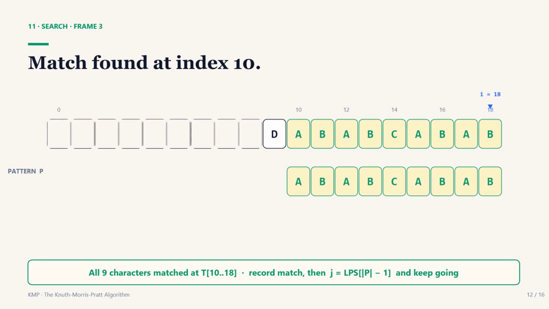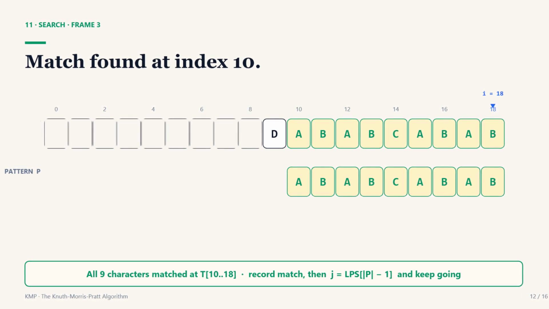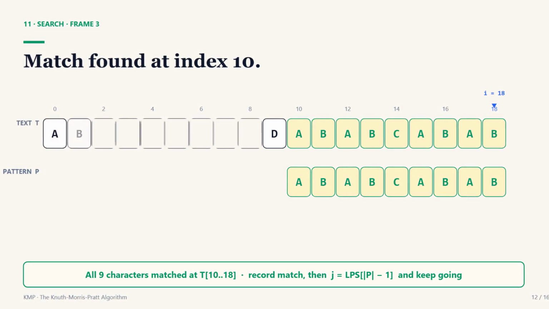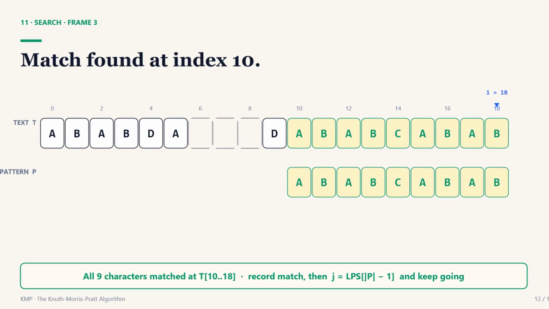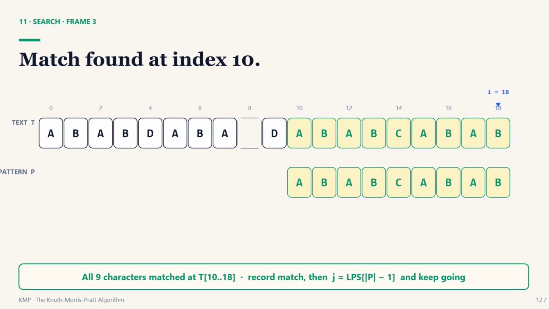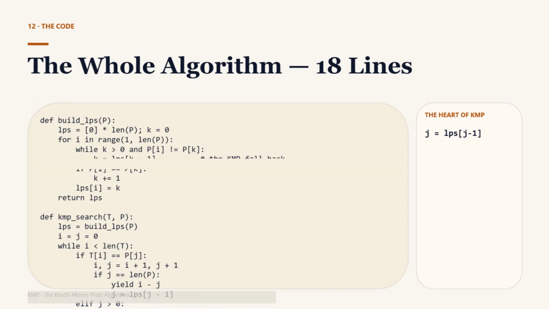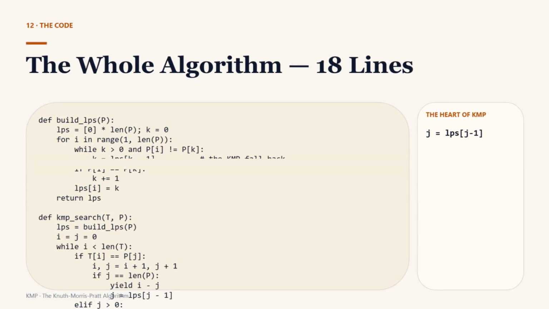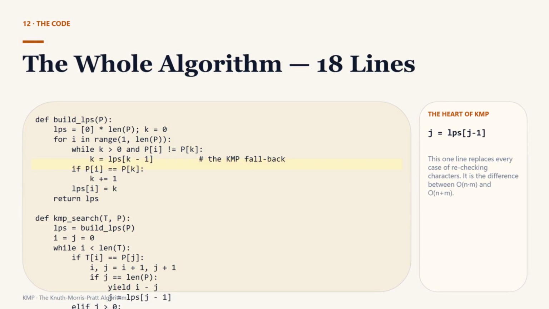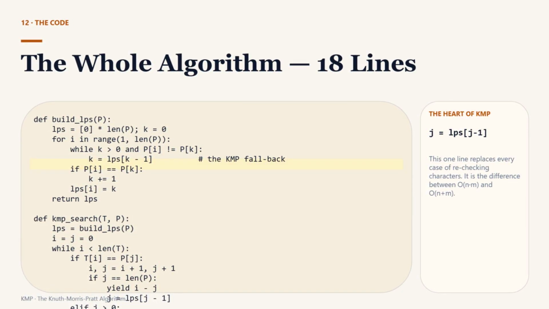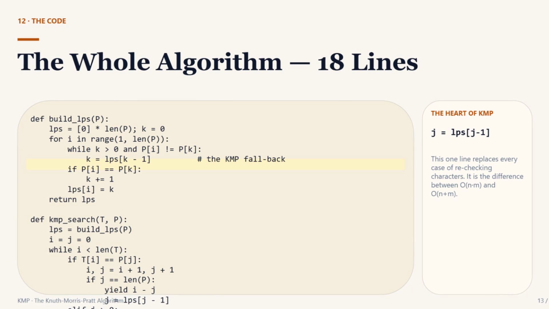After a few more mismatches and shifts, the pattern eventually aligns at position 10 in the text. Every character matches. j reaches the pattern length. That is a match. We record its position and use LPS again to keep searching for the next occurrence. Here is the whole algorithm in less than 20 lines of Python. 2 functions. Build the LPS table, then walk the text using it. The core is that inner while loop, the LPS lookup that makes everything linear.